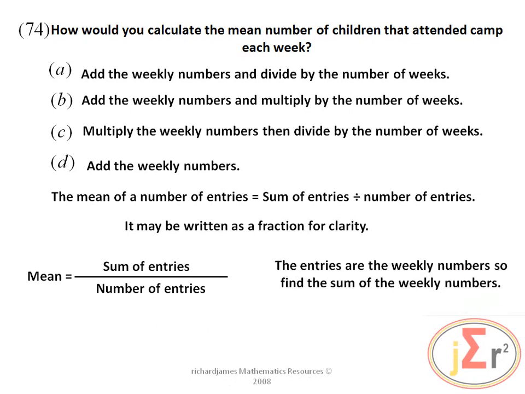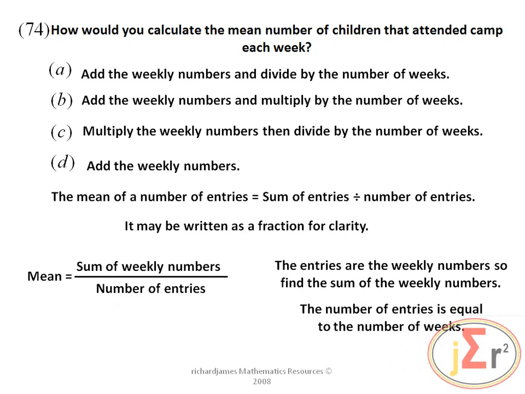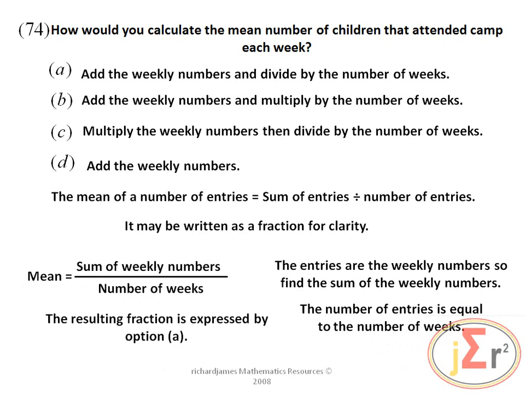The entries are the weekly numbers, so find the sum of the weekly numbers. The number of entries is equal to the number of weeks. The resulting fraction is expressed by what? Sum of the weekly numbers divided by number of weeks. And which one is that? Option A. So we're going to add the weekly numbers and then divide by the number of weeks.